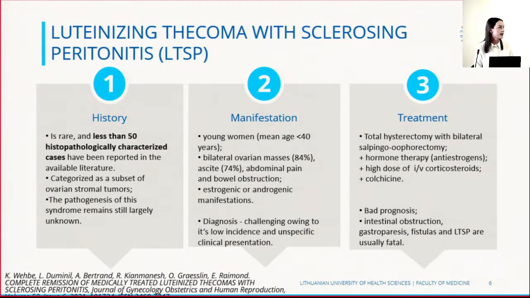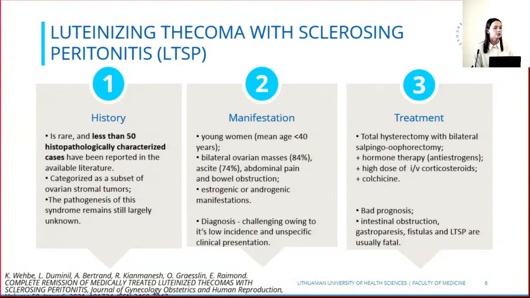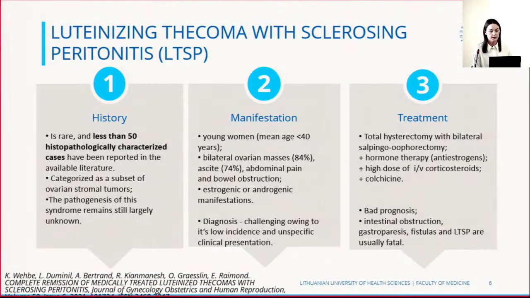So to diagnose LTCP is really challenging because of the unspecific clinical presentation and low incidence. And the treatment that the literature suggests is total hysterectomy with bilateral salpingo-oophorectomy, also anti-estrogens, high doses of intravenous corticosteroids, and colchicine. And I think it's appropriate to note that this disease has a bad prognosis. Most of the patients develop intestinal obstruction, gastroparesis, fistulas, and LTCP is usually fatal, and high morbidity is indicated if multiple surgical procedures are done because of bowel obstruction.